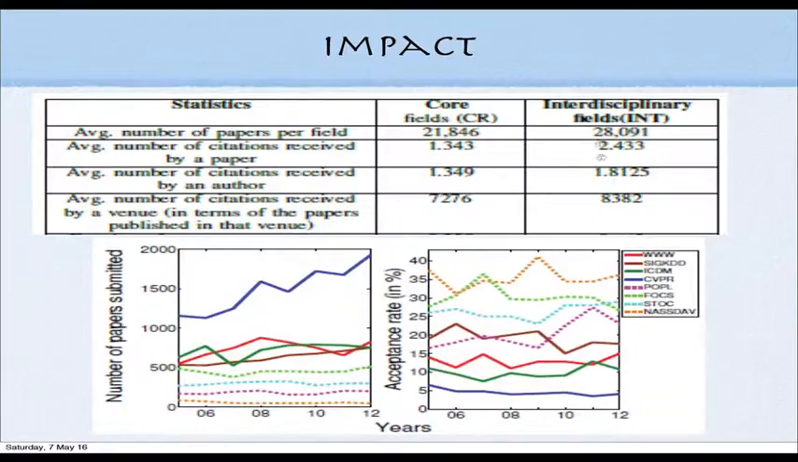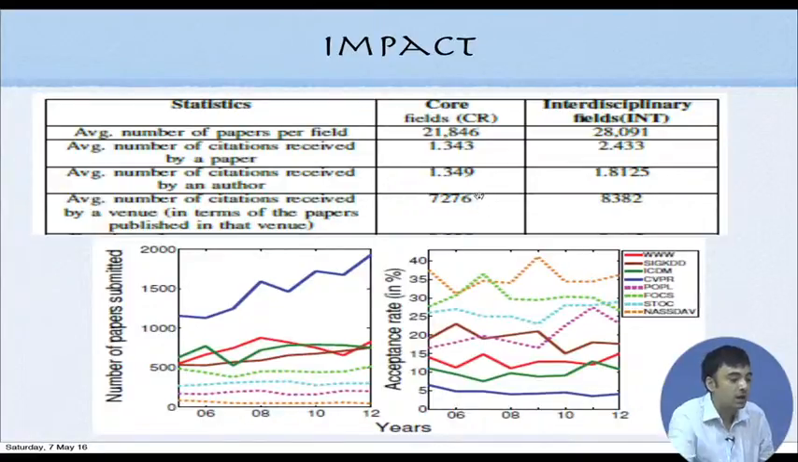So what you see, the average number of citations in the interdisciplinary venues is much higher than in the core venues. But all these things look very rosy, that is doing research in interdisciplinarity actually favors the number of citations that every individual paper or an individual author actually receives, okay. However, there is one point of caution here.